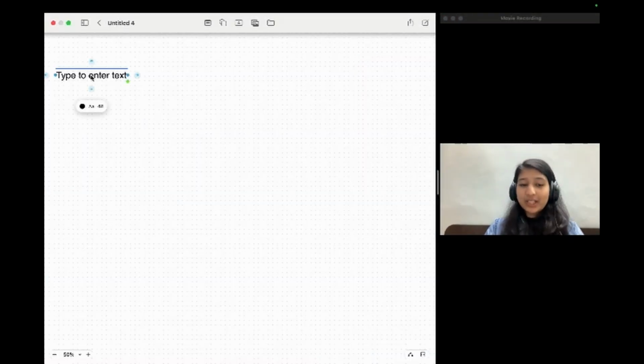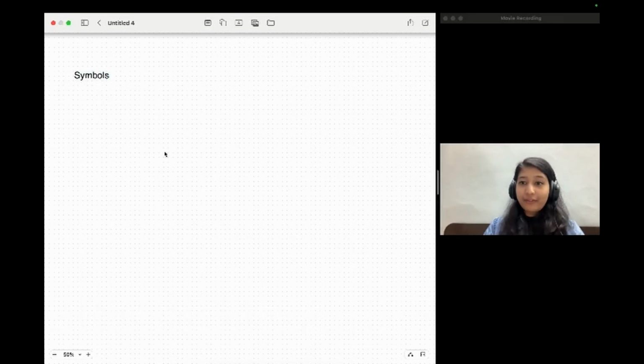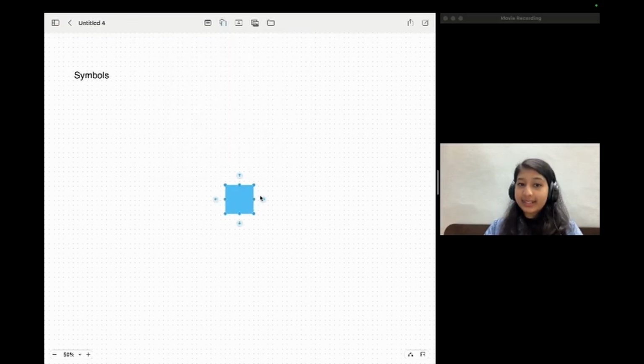Now let me explain the symbols of the ER model. Each and every entity component is represented by some symbol. So, for example, entities. Entities are represented by a rectangle. So, the entities you have to represent in an ER model under the rectangle.